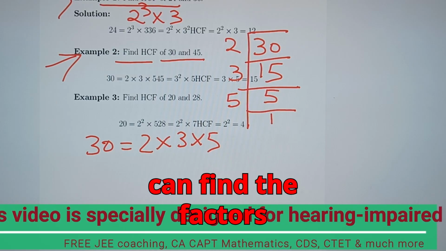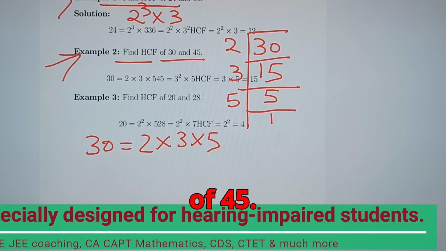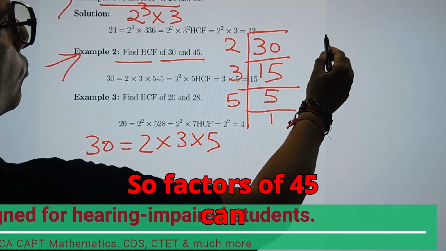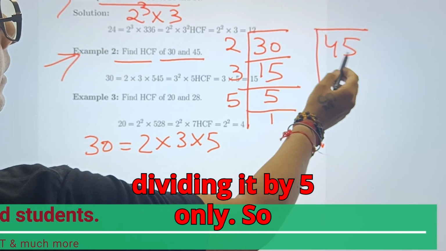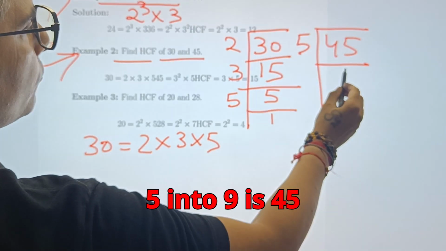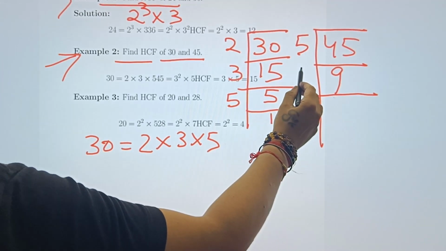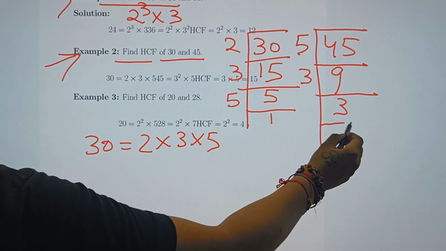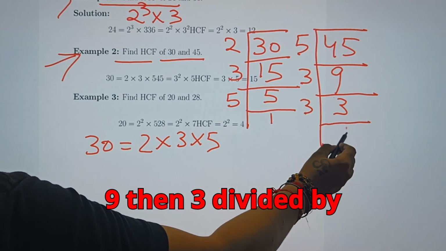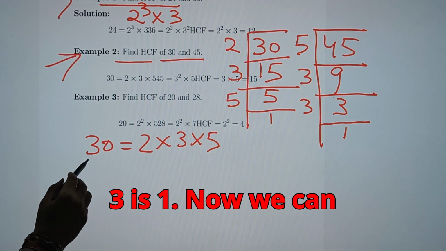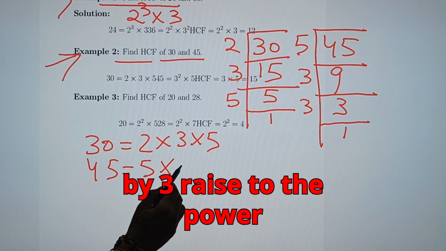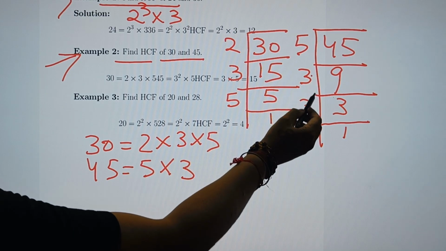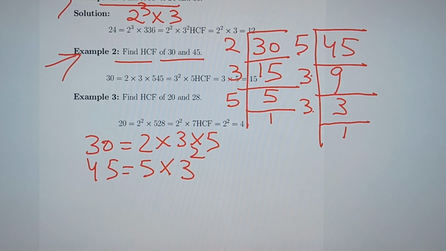Now we can find the factors of 45. So factors of 45 can be easily found by dividing it by 5 only. So 5 into 9 is 45, and 3 into 3 is 9, then 3 divided by 3 is 1. Now we can write 45 equals 5 multiplied by 3 raised to the power 2. So 5 into 3 raised to the power 2 here.